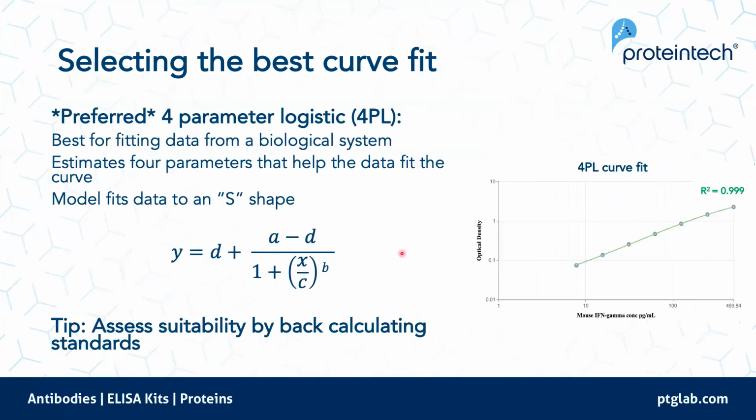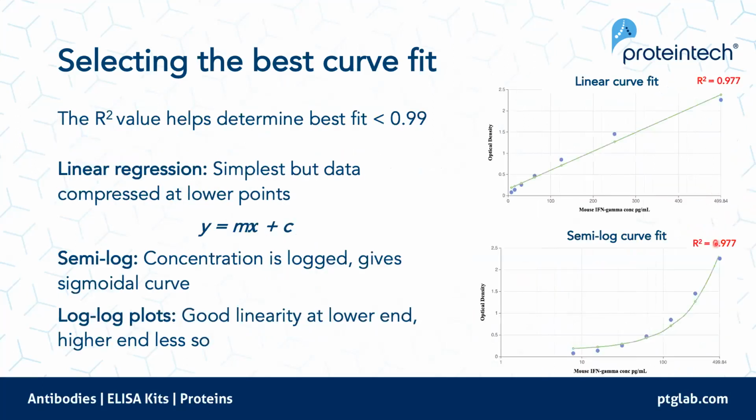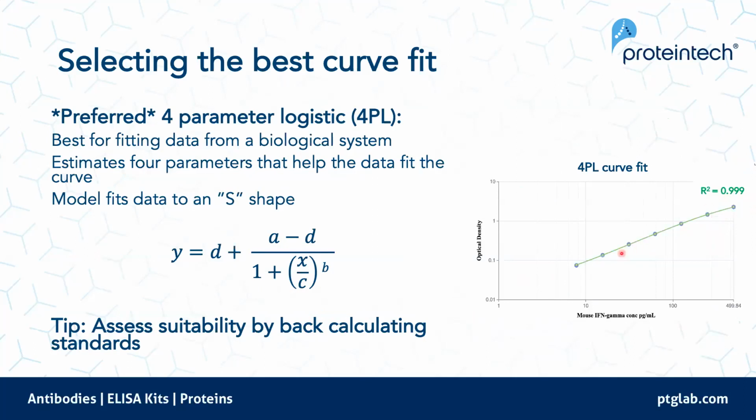At Proteintech, the curve fit that we suggest is best is something called the 4-parameter logistic curve fit, or 4PL for short. And this is really widely known as best for fitting data from a biological system. What this does is it estimates 4 parameters that help fit the data around a certain point. This model will essentially have an S shape if you expand all the points here, but it creates an almost linear line for your standard curve here. And you can see with the others that R was less than, not as good at being nearly closer to 0.99. But here you can see that R equals 0.99. So you can see that this is a much better model for fitting our data here.